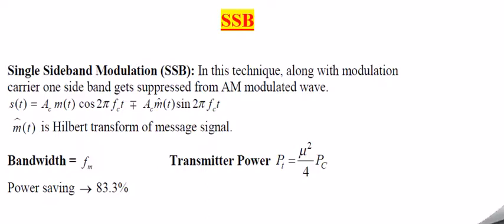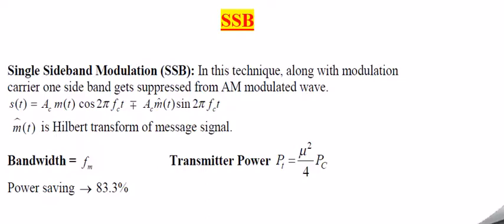In the previous session we discussed double sideband suppressed carrier. So I will quickly revise. In double sideband suppressed carrier, we allow two sidebands to transmit, and we suppress the carrier. If you understand that particular session, then this session is going to be very easy.